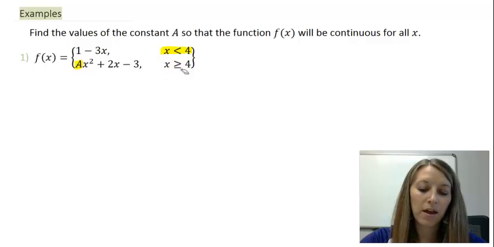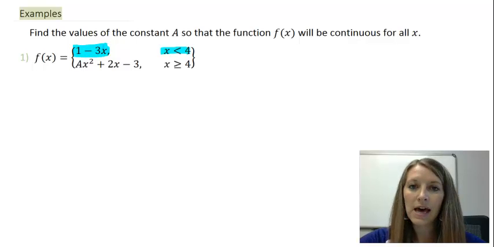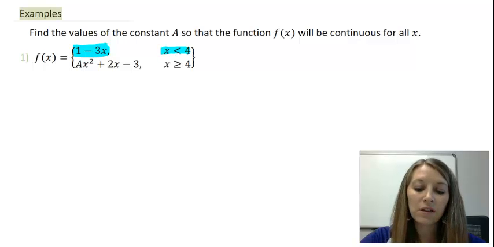So let's look at my first piece. X is less than 4. That is given by 1 minus 3x. Well, what type of function is that? That is a polynomial function. More specifically, it is a linear polynomial function. So we know that polynomial functions are continuous everywhere, so we know that this function is definitely continuous everywhere less than 4.